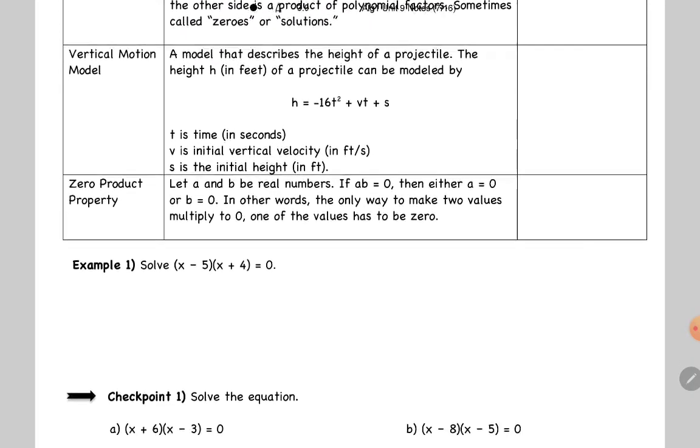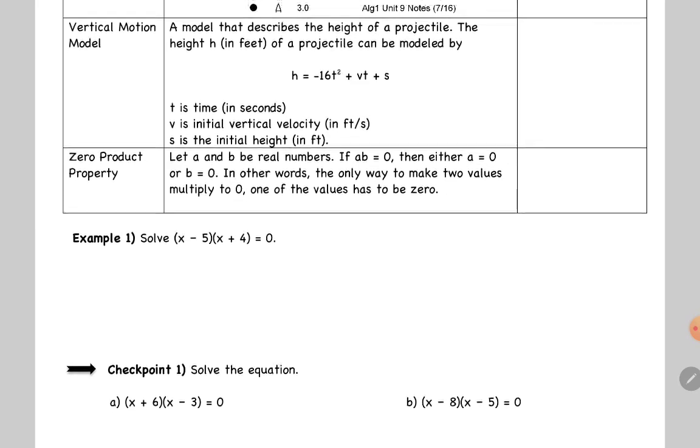And should I go over the vertical motion model just yet? Let me think about that. We'll look at that a little bit later. And then the zero product property.